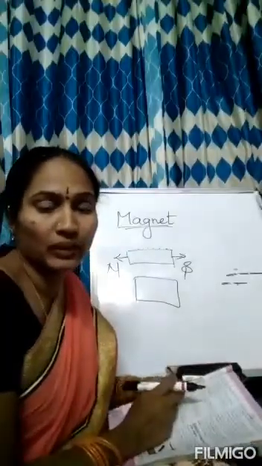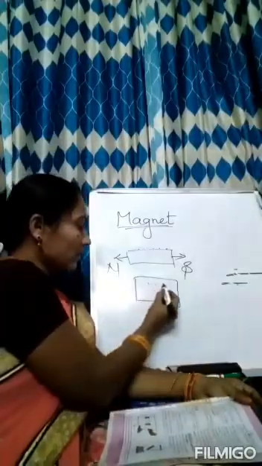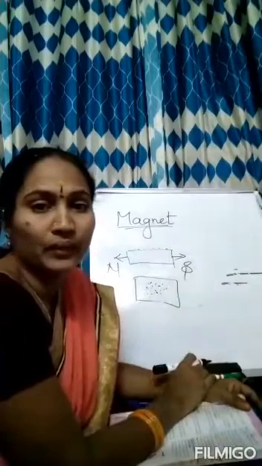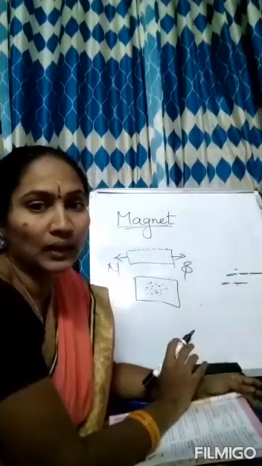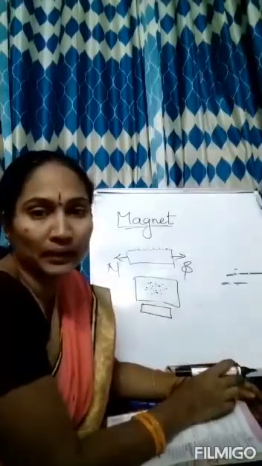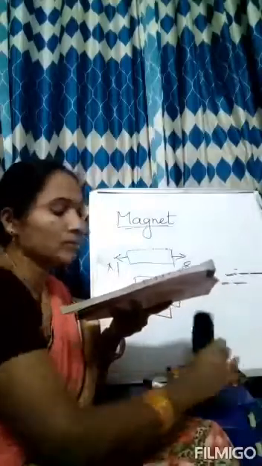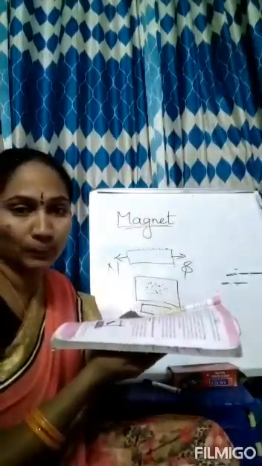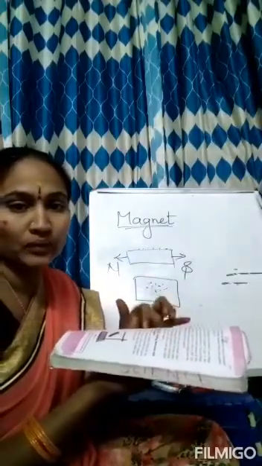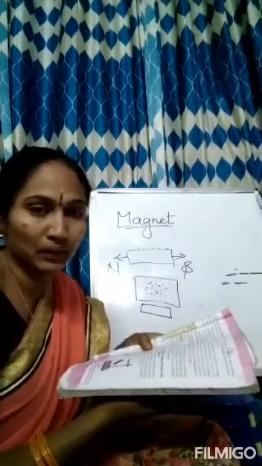Coming to the next activity, you have to take a white paper and spread some iron filings on the paper. Then under the paper you have to place a bar magnet. You have to keep the paper like this and the bar magnet in this way, and spread the iron filings on the paper. When I am explaining the lesson, you go through the textbook, you will understand better.